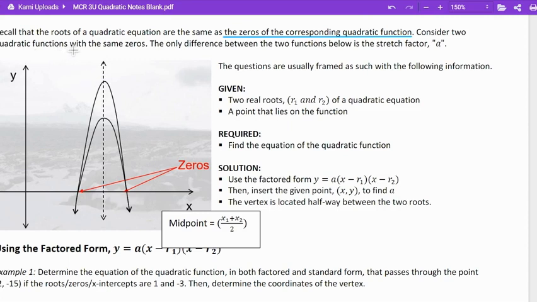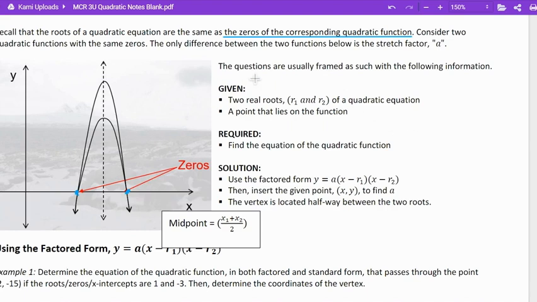Consider 2 quadratic functions with the same zero. So imagine we have these 2 parabolas and they have the same zeros. So they're going to cross the x-axis at the same place, but you can see they're different. Okay, so what's the only difference in that equation? A, H, or K? No, the H, the vertex, K is different, but it's the A, right? So it's the A that determines the shape of the parabola. And so all we need to do is find the value of A.